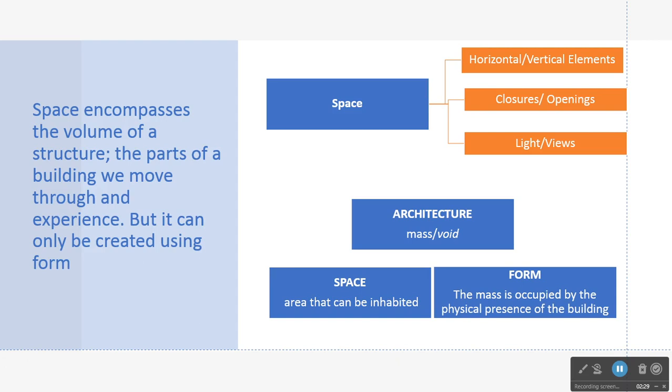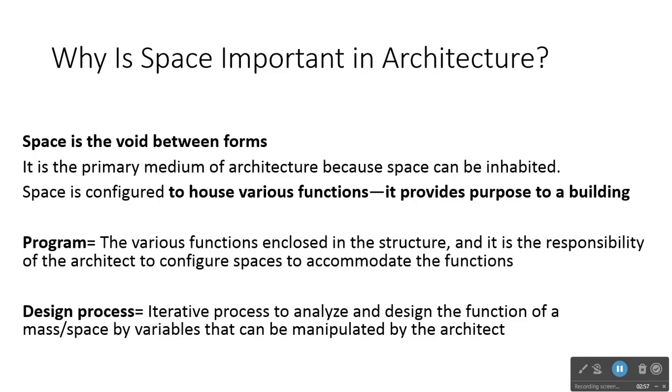And so what do we do? How can we use that space? How do we shape that space? There are going to be several variables which we're going to be talking about today: horizontal and vertical elements, closures and openings, and light and views. Those are some ways we can affect space. But remember, everything we're doing has to do with the fact that we are affecting the space and we want to create the best space possible. So space is the void between forms.